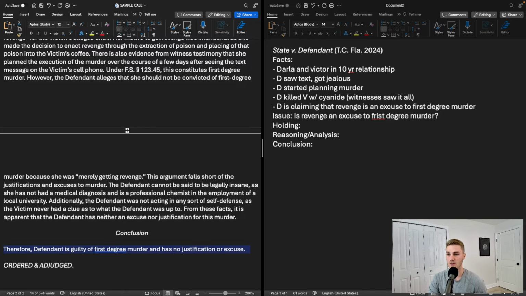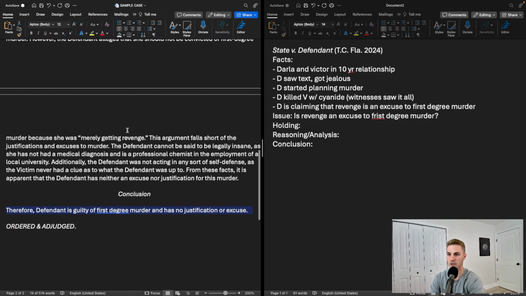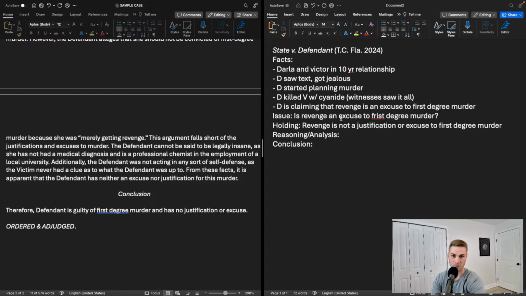However, the defendant alleges that she should not be convicted of first-degree murder because she was merely getting revenge. This argument falls short of the justifications and excuses to murder. So here we have our holding. This is what the court is saying is the law, which is revenge is not a justification or excuse to murder, to first-degree murder. I keep messing that up, but you guys won't. Okay, so we have that, which is important. That's kind of the rule, the holding. But why? That's really where you're going to earn the points on the exam.